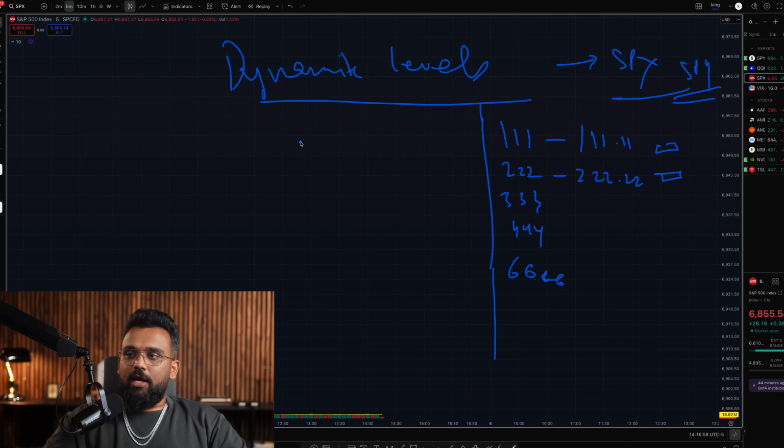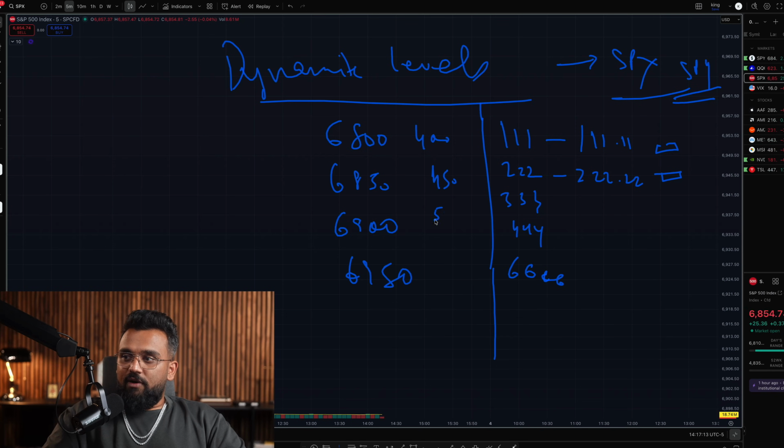And then the second type of dynamite level is every $50 move. That means, for example, in this case, we'll use the example of 6,800, 6,850, 6,900, 6,950, or 400, 450, 500, all these, okay? All these are dynamite levels as well.